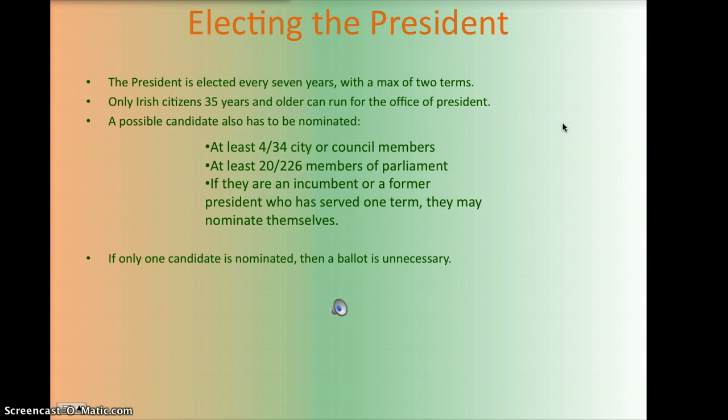Electing the president. The president is elected every 7 years with a max of 2 terms. Any Irish citizen 35 years and older can run for the office of president, and a possible candidate has to be nominated by at least 4 of 34 city or county council members, or at least 20 of 226 members of parliament, or they can nominate themselves if they are an incumbent or a former president who has served 1 term. If only one candidate is nominated, then a ballot is unnecessary, and that has happened before.